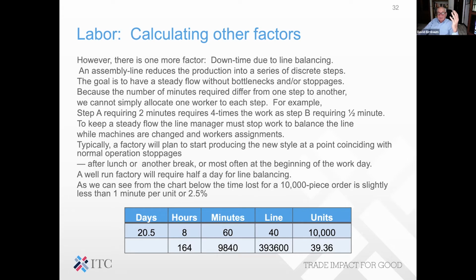The important thing here is twofold. First of all, the line can only produce one style at a time. You have to stop to rebalance. And the second thing is that the amount of time lost to rebalancing has nothing to do with the size of the order. This is something which we started in the cutting department. The size of the order is crucial here, because if you have 10,000 pieces and 20 days of production, the difference is 2.5%.